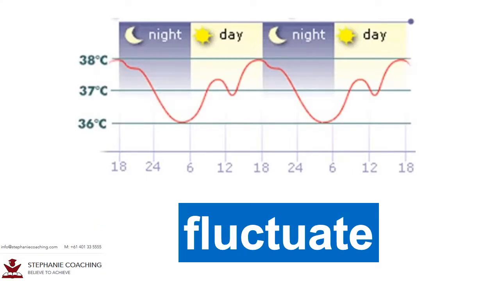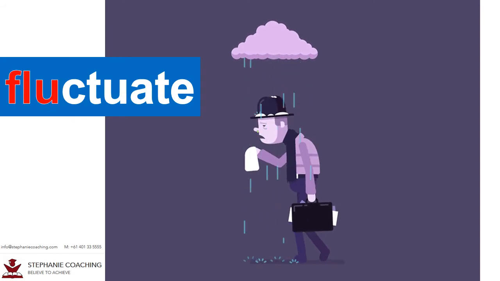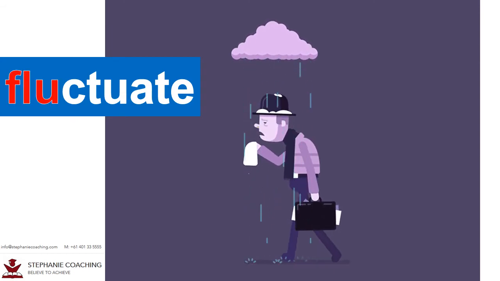Word number 13 is fluctuate. The word fluctuate means rise and fall. For example, temperatures can fluctuate between day and night. This means 1 minute it is hot, then suddenly it can become very cold. When this happens, it is very easy to catch a flu. Can you see the word flew in the word fluctuate?